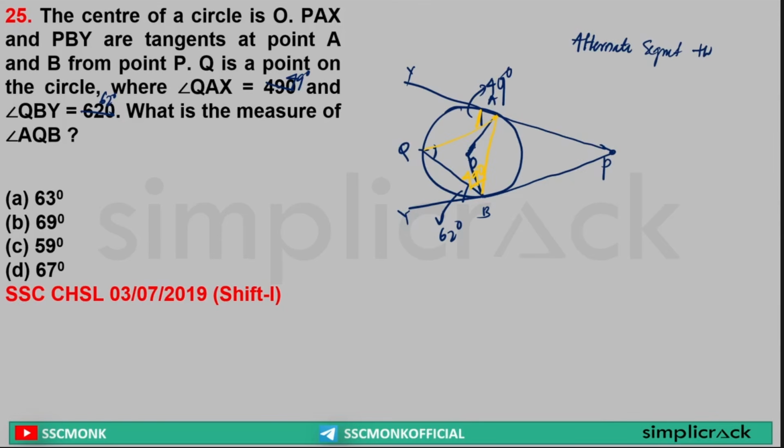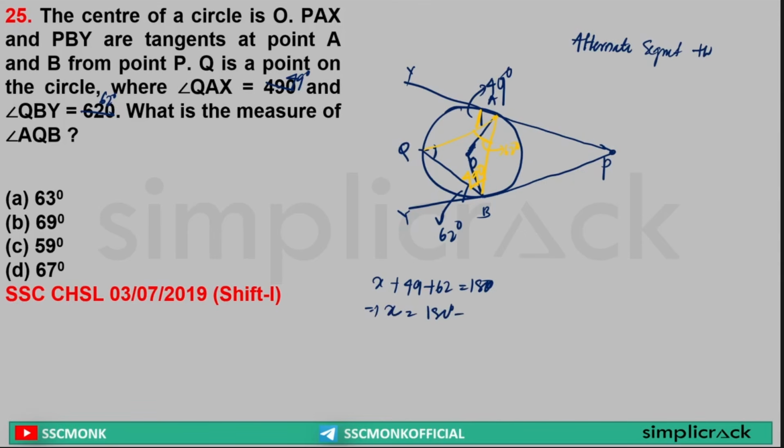Same case, if this is 62 degree, this angle will be 62 degree. Now see, this is 49, this is 62. Remaining is X. So X plus 49 plus 62 is equal to 180 degree. So the value of X is equal to 180 minus 49 plus 62.